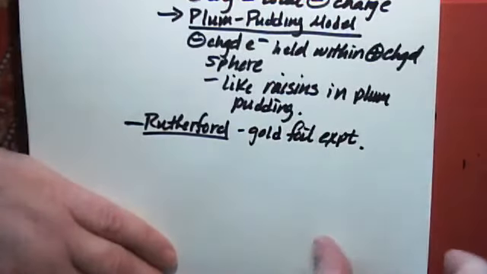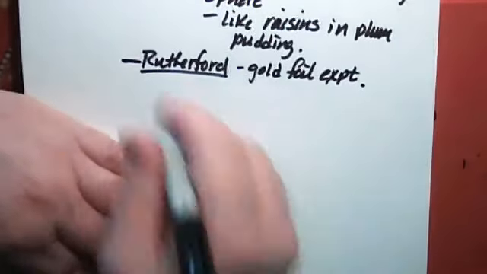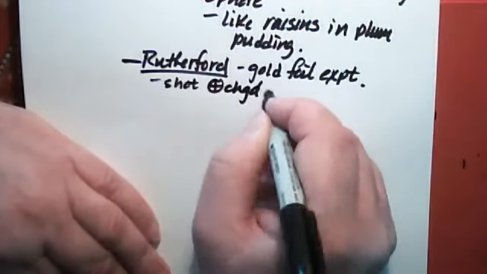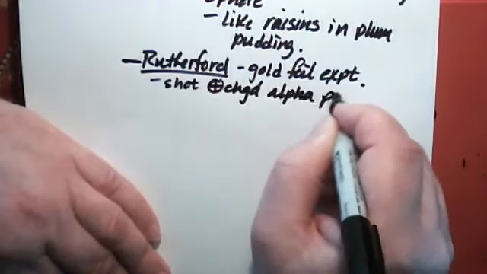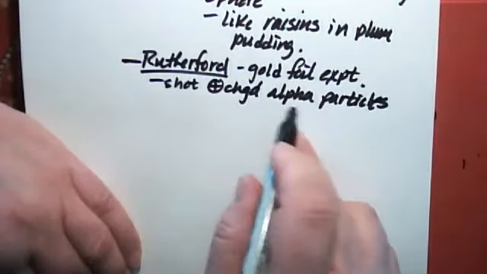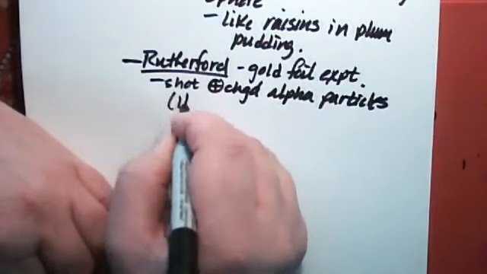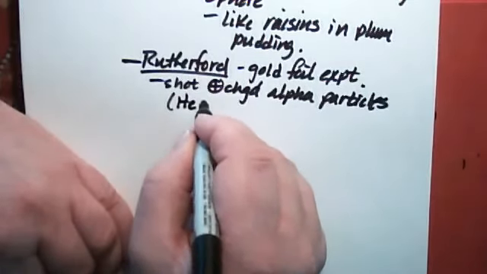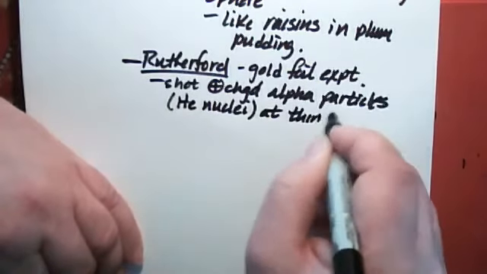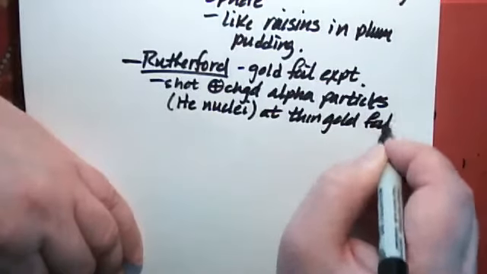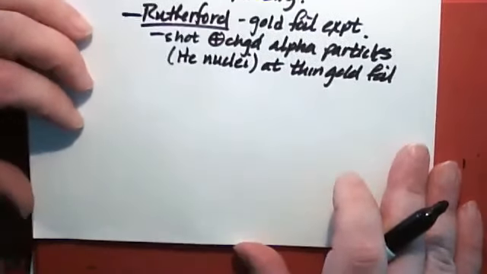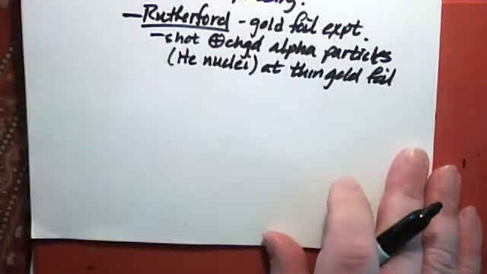In his famous gold foil experiment, what he did was he took positively charged alpha particles, which are actually the nuclei of helium atoms, and shot them at a piece of thin gold foil. When I say thin, I mean really, really thin. This gold foil was like 1 atom thick.